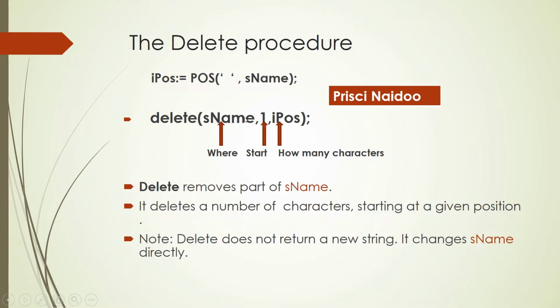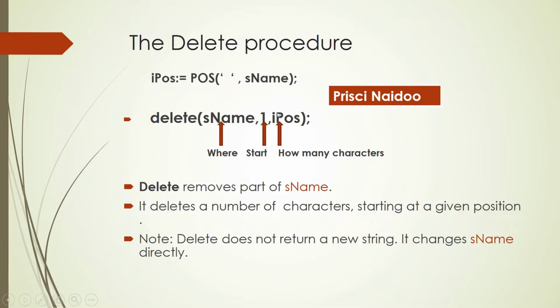So delete is called where I want to delete, my starting position, and how many characters I want to delete. So it's called with 3 parameters, again, from where I want to delete, my starting position of where I want to start deleting, and how many characters I want to delete. So I'm deleting from sname. I want to start at position 1. So sname has the string of the full name, Prissy Naidu. I want to start at position 1, so it's going to delete from the letter P.